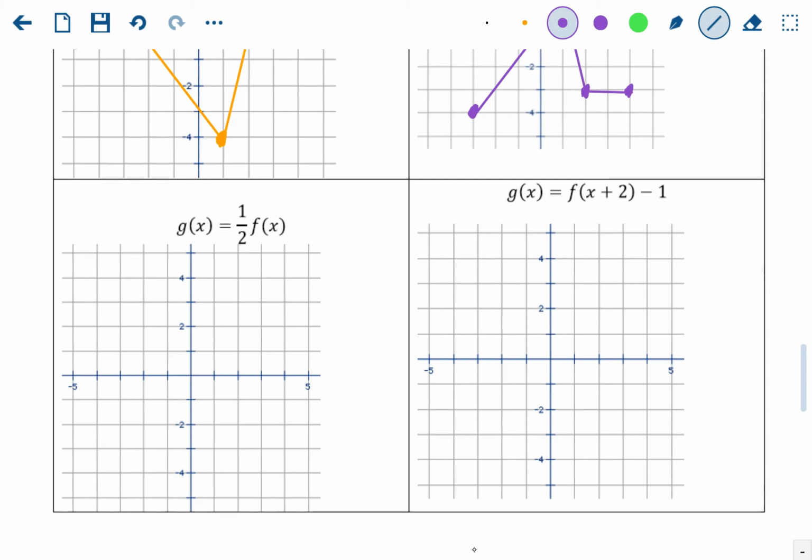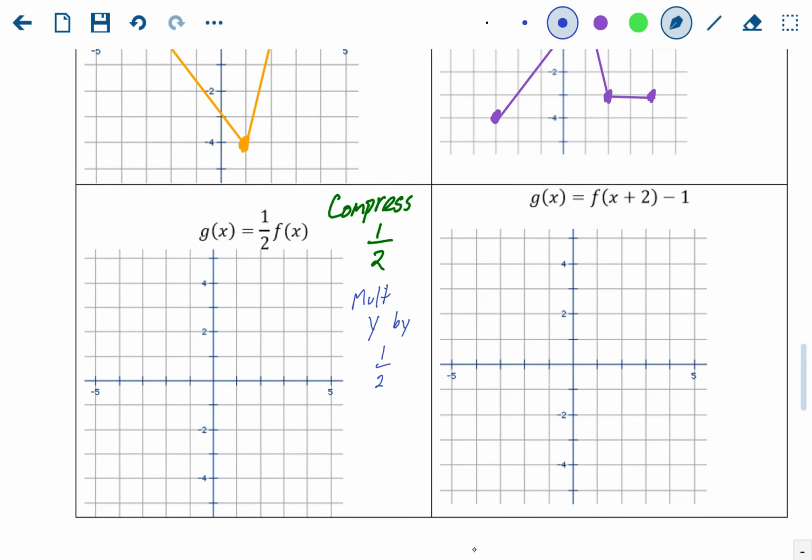1/2 f of x. This is a vertical compression. Okay. This is going to compress by 1/2. Now, vertical compression, vertical again only affects the y values. So all of our y values are going to be multiplied by 1/2. All right, so you take the first ordered pair, negative 3, 4. Okay. So you cut that 4, the y value, in half. So instead of negative 3, 4, it's going to be negative 3, 2.